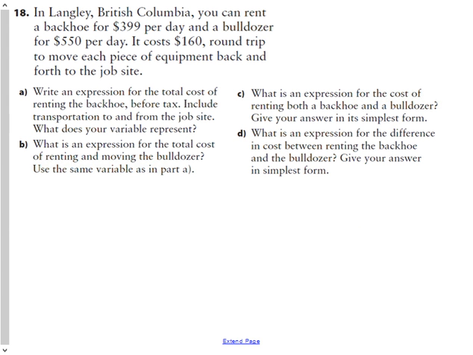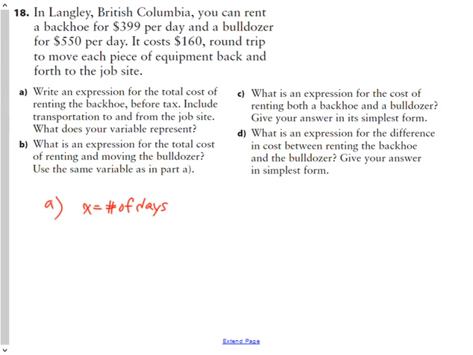Question 18 says, in Langley, British Columbia, you can rent a backhoe for $399 a day and a bulldozer for $550 per day. It costs $160 round trip to move each piece of equipment back and forth to the job site. Write an expression for the total cost of renting a backhoe before tax. Please include transportation to and from the job site. So what does your variable represent? So x is going to represent the number of days you rented for.